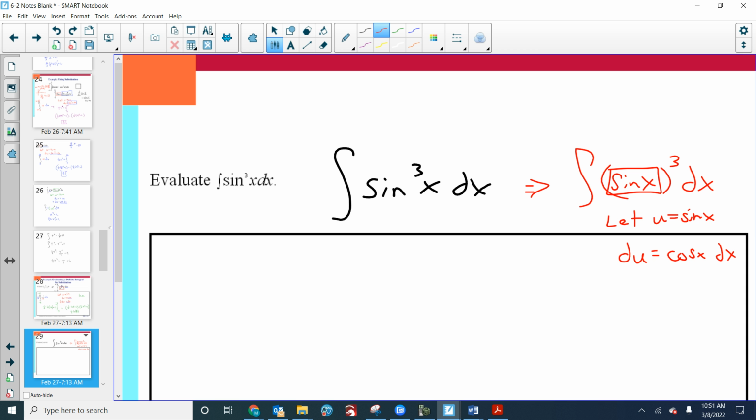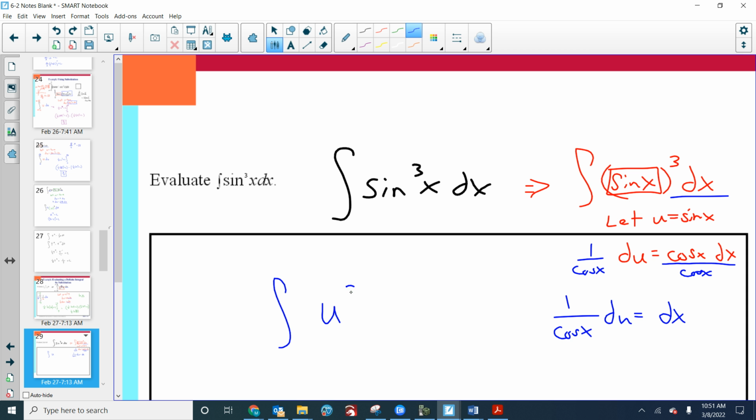Are you legitimately asking? That's fine. Let's try. Ready? Divide by cosine x. So 1 over cosine of x du equals dx. So this dx gets replaced with a... Here's what it would look like. It would be u cubed, and the dx would be 1 over cosine of x du. That's not good. I have u's and x's.